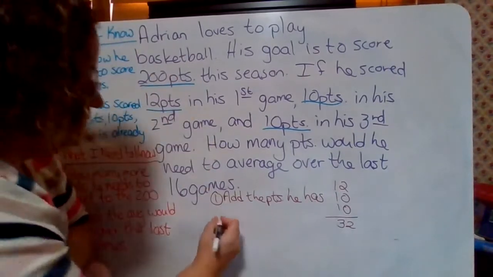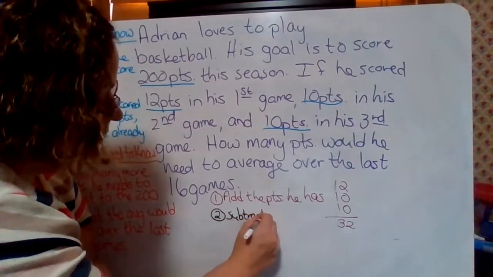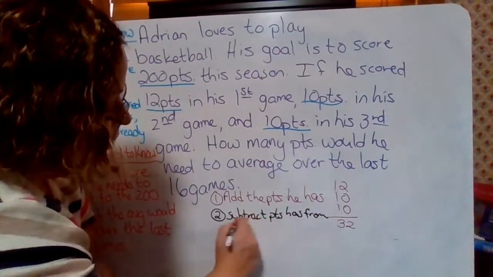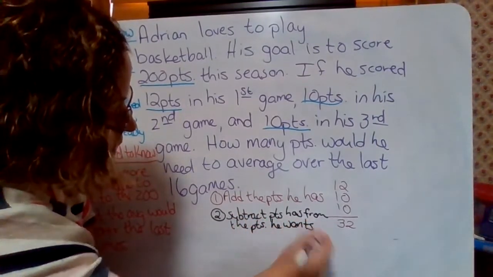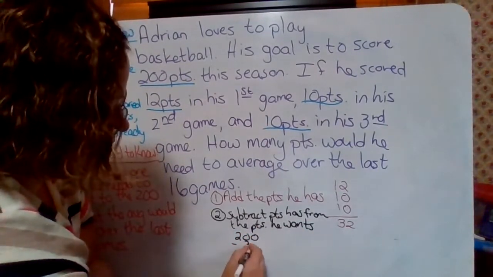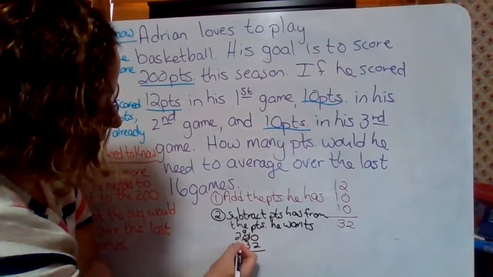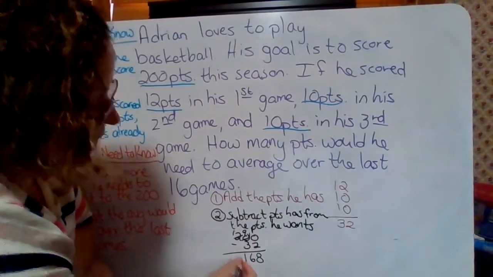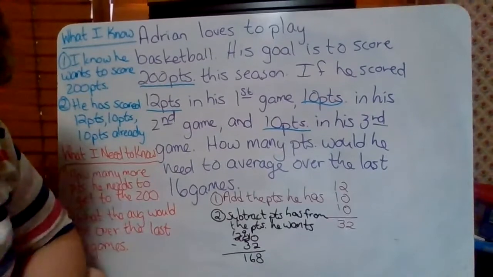My second step is I'm going to subtract the points he has from the points he wants. So I know he wants 200, and I know he has 32. So I'm going to subtract the 32. That becomes a 10, that becomes a 9, that becomes a 1. So 10 minus 2 is 8, 9 minus 3 is 6, so he is lacking 168 points. All right?